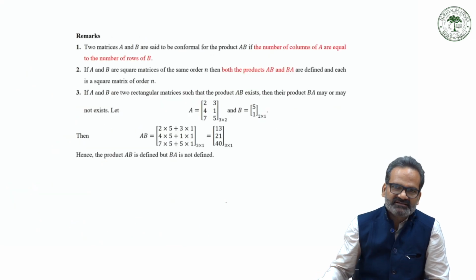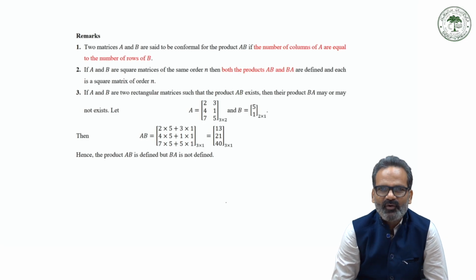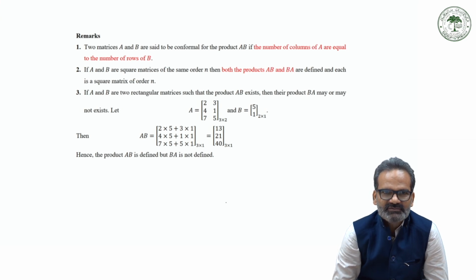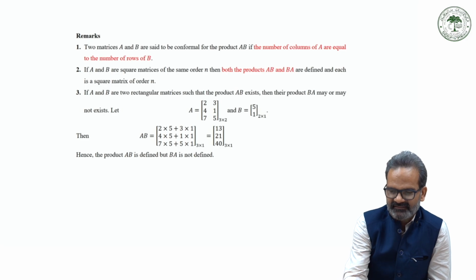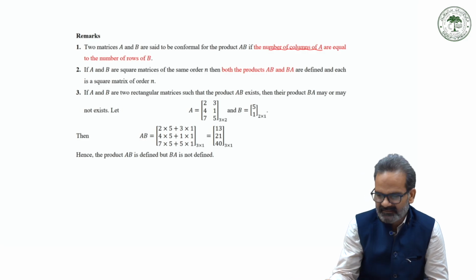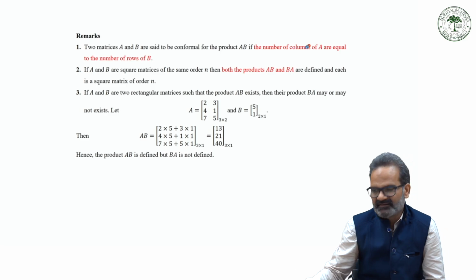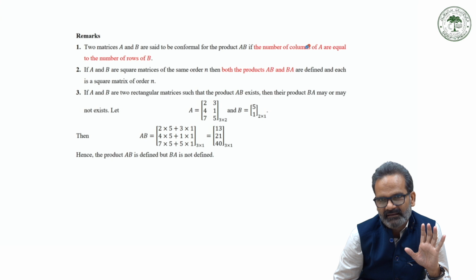Let us discuss a few remarks which are very important. Two matrices A and B are said to be conformal for the product AB. Conformal means their product will exist. They can be multiplied. This is the meaning of conformal. So two matrices A and B are said to be conformal for the product AB if, see this, the number of columns of A is equal to the number of rows of B, right? This is a very basic condition. If this condition is not satisfied, you cannot multiply the two matrices.